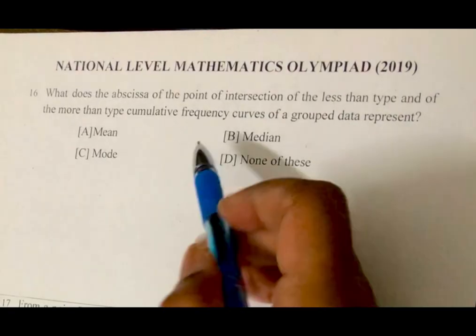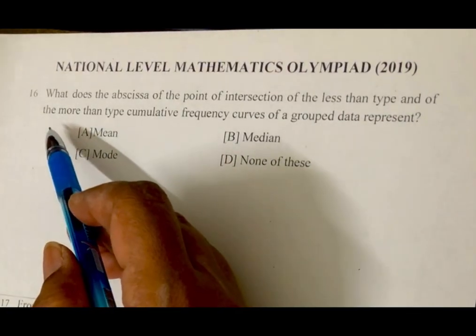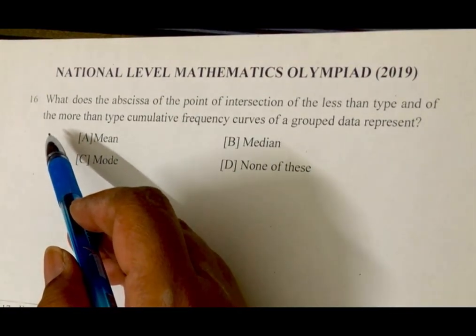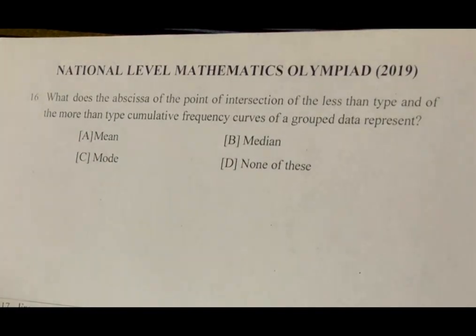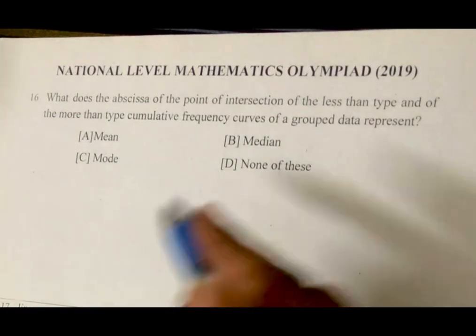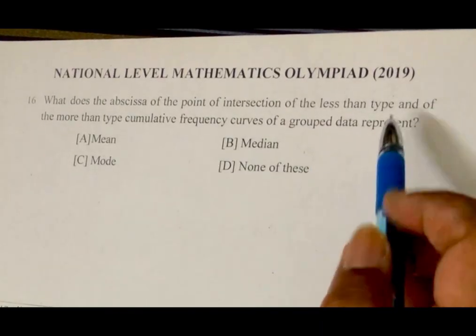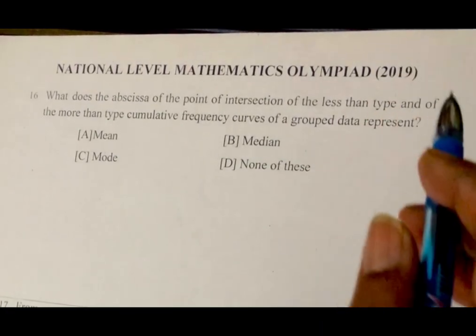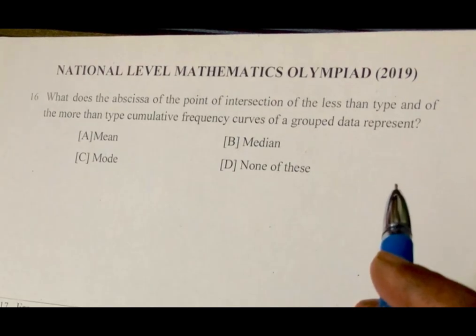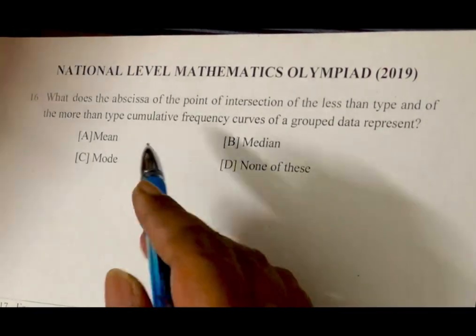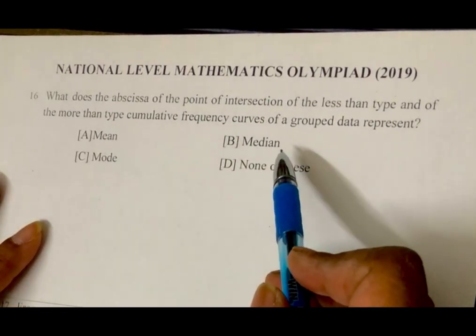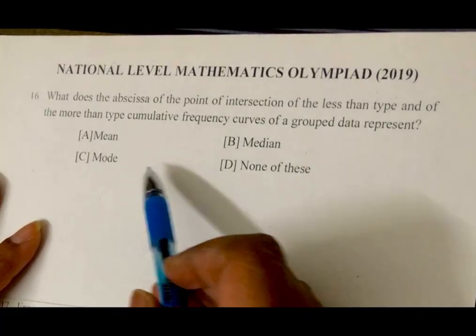Now look at question number 16. What does the abscissa of the point of intersection of the less than type and of the more than type cumulative frequency curves of a group data represent? Option A is mean, option B is median, option C is mode, and option D none of these.